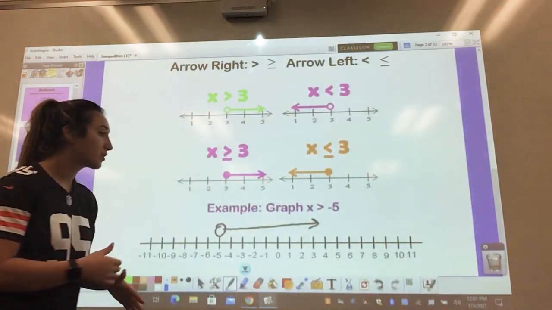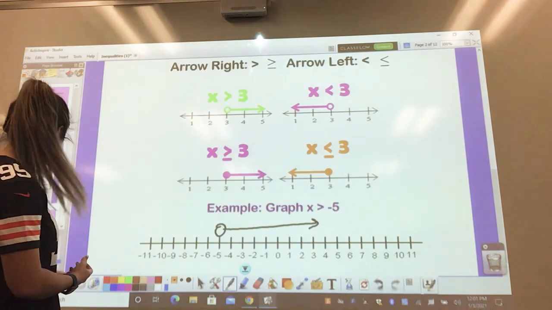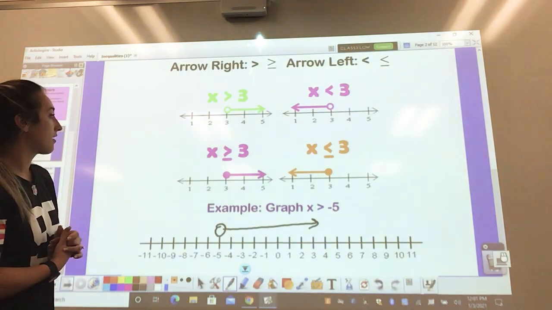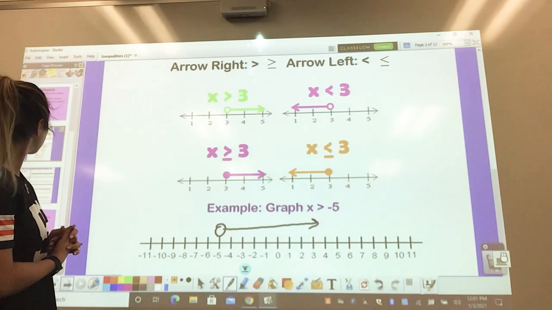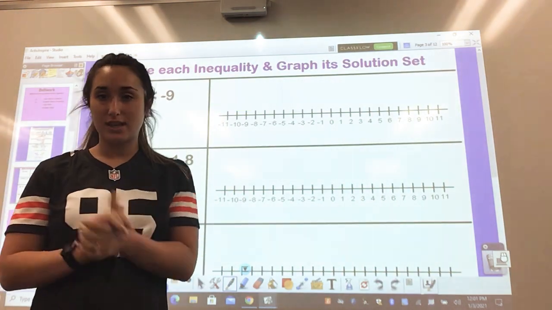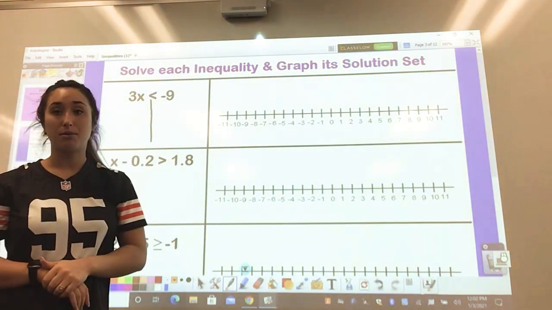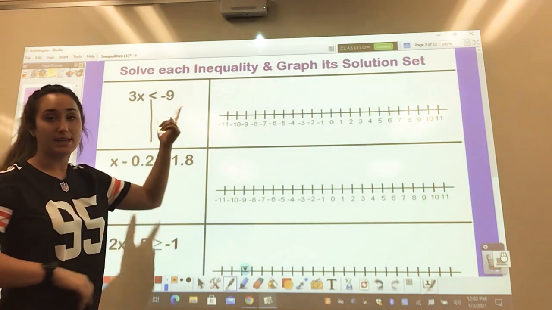Okay, so then we're going to go through a couple of examples on the back of solving and graphing inequalities. So like I said, solve them just like we solved equations. Draw our line down the symbol and do what we need to do to get x by itself.